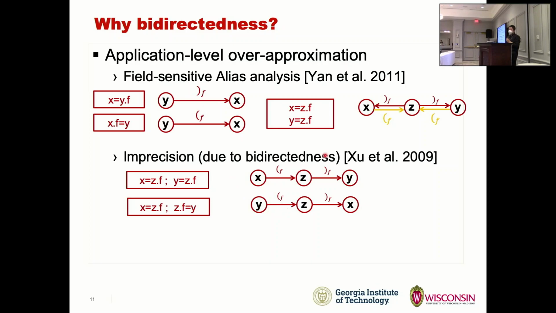In this case, the bidirected modeling is also precise because there is a path from y to x and there is another path from x to y. Note that here I omit the orange edges and I only show the edges that can establish a valid Dyck path. But indeed, the graph is bidirected. I hope that this case is clear.